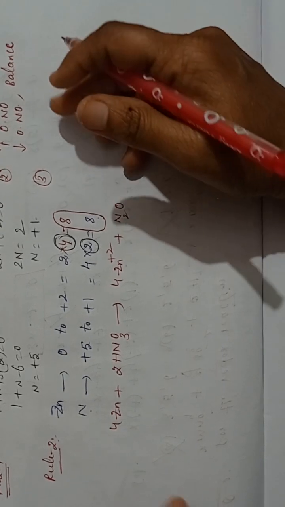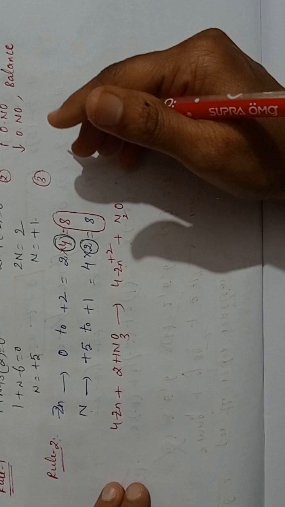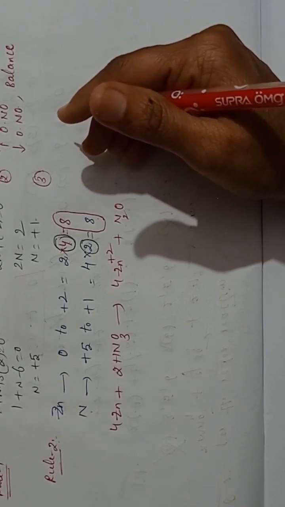Now rule 3. So what is rule 3, students? What do you have to do in rule 3? You have to balance all other atoms except hydrogen and oxygen, students.